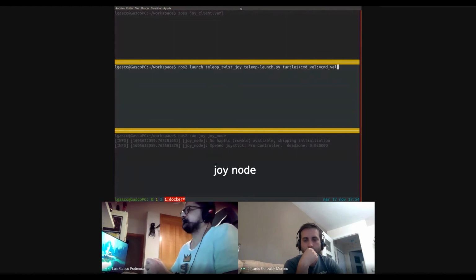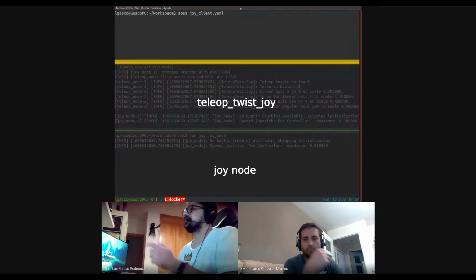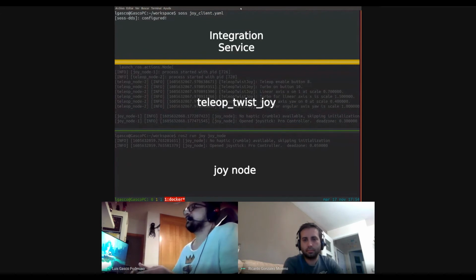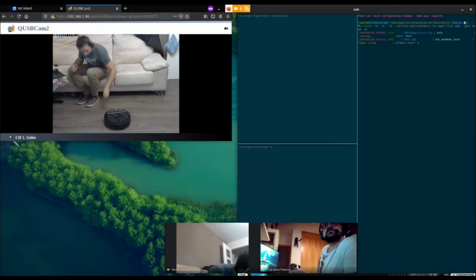The first opens a joy node that is in charge of obtaining the data from a gamepad. Then, he opens teleop twist joy, in charge of converting the controller data to a twist topic. Finally, he launches an Integration Service instance in charge of translating the message to one understandable by Fast DDS and tunneling it through the WAN.